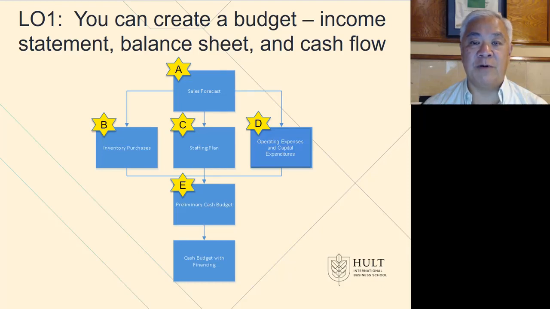As we grow, we need people. How many people do we need and when and what will they cost? Then D, operating expenses and capital expenditures. These are the other costs that we need to put in place in order for us to succeed. Then E, we pull it all together to create a preliminary cash forecast, and then we're going to refine it with changes in assumptions and also hopefully some financing.